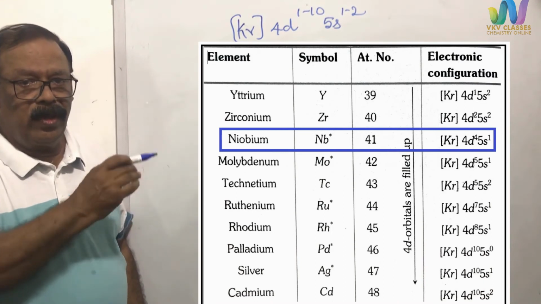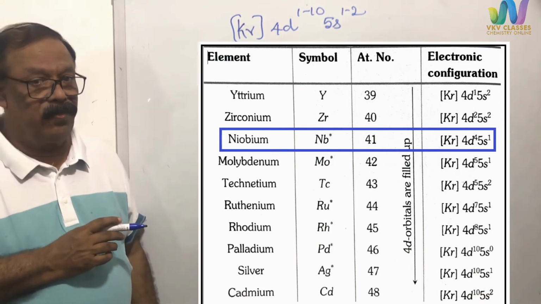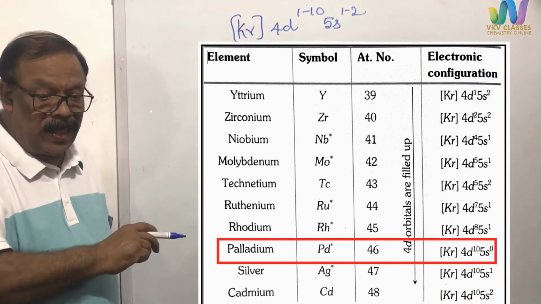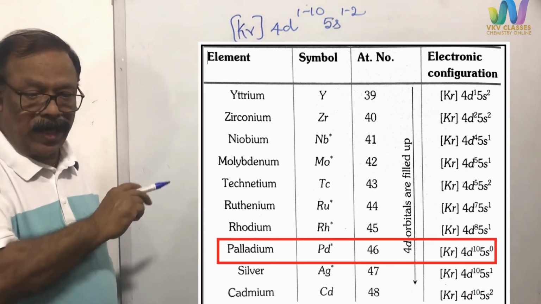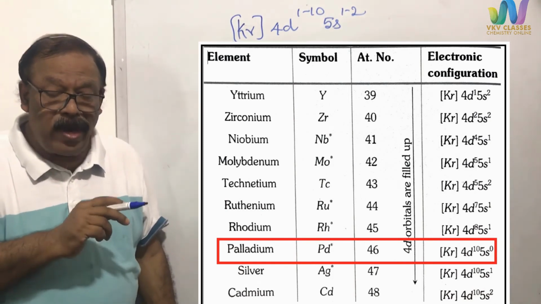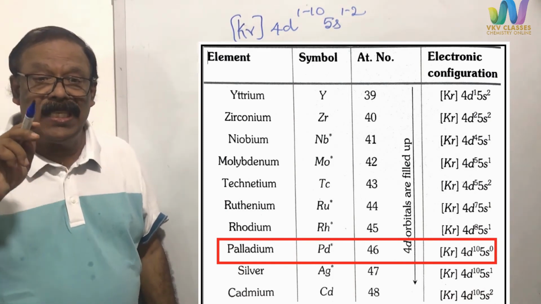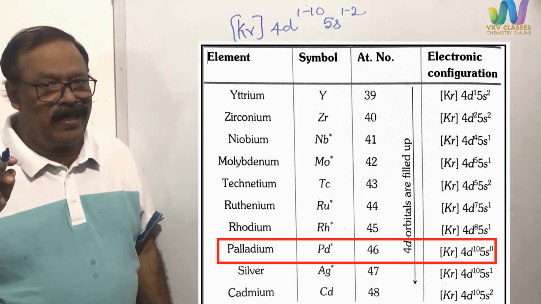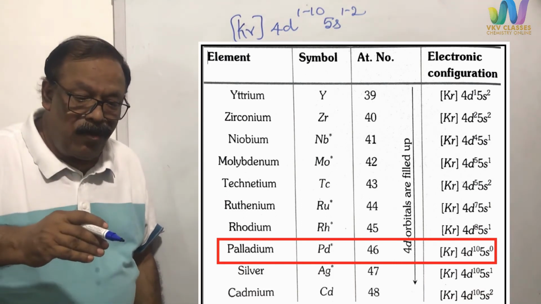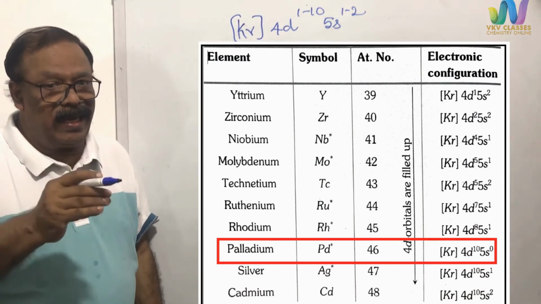From the examination point of view, niobium is sometimes asked in entrance examinations. Another configuration to be noted is that of palladium. You can see from the table, palladium has a configuration 4d10 5s0. The s orbital is empty. So the outermost orbital is the 4d orbital having 10 electrons.